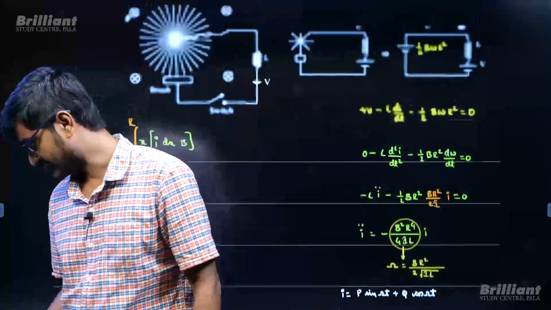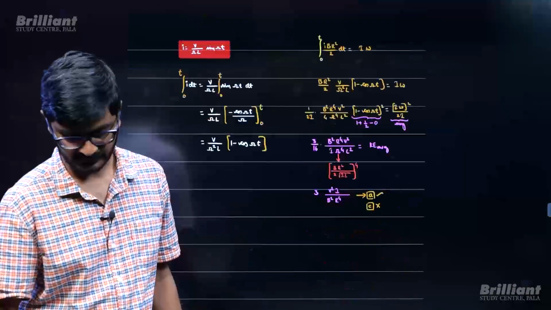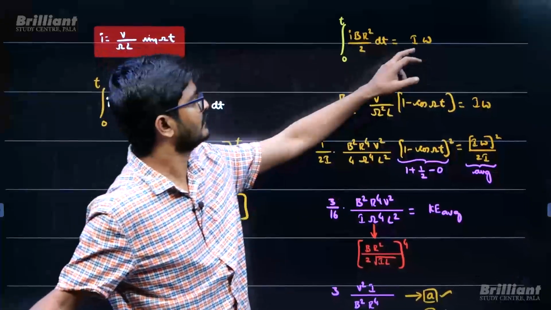Now they are asking what is the average kinetic energy. If I want to find average kinetic energy, I need to find omega. If I want to find omega, this equation we have already got here.